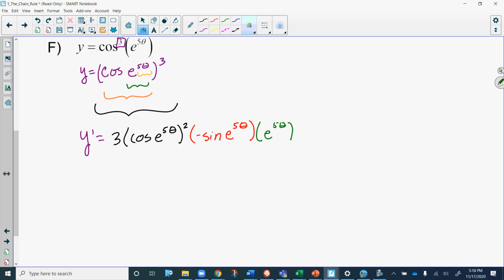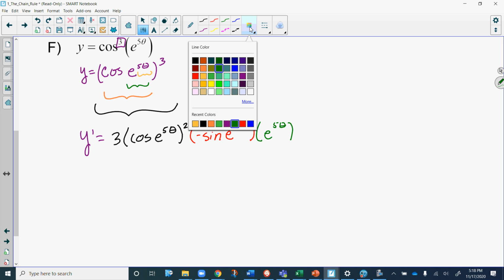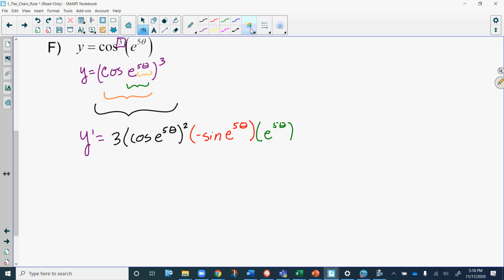And finally, we take the derivative of 5 theta, and theta in this case is just acting like x. So the derivative of 5 theta is 5. And that is the repeated use of the chain rule for this particular example. And you see repeated uses of chain rules a lot of times with trig stuff. So let's see if we can kind of simplify this a little bit.